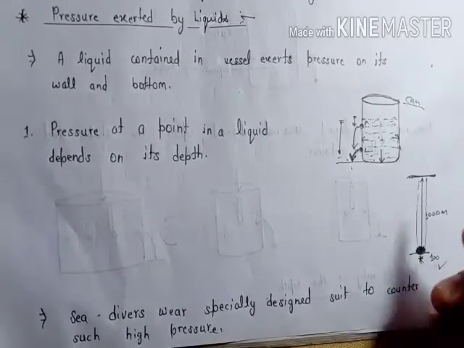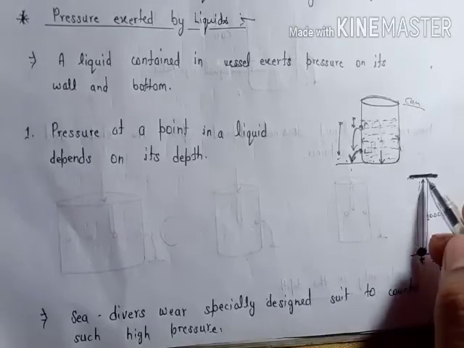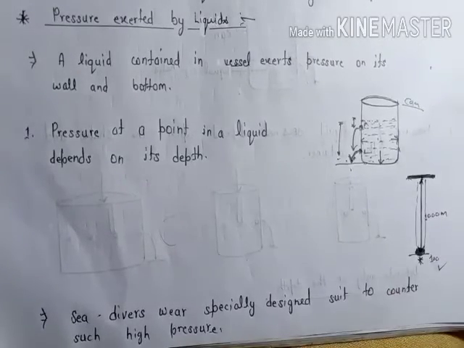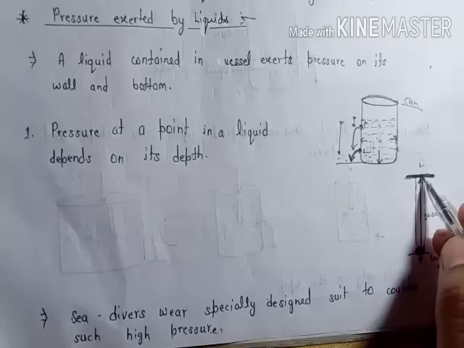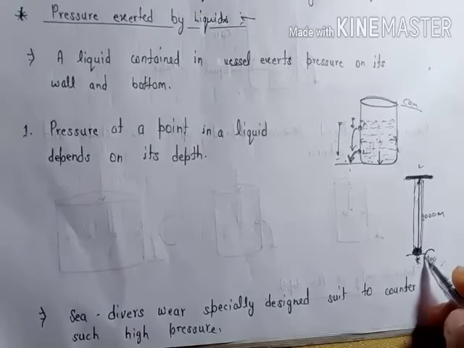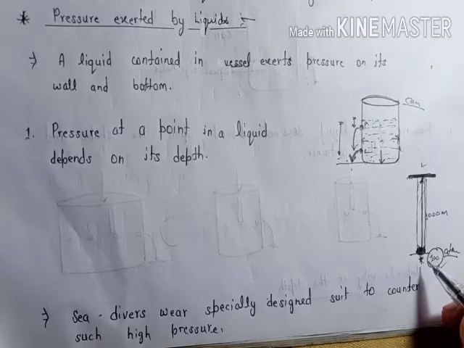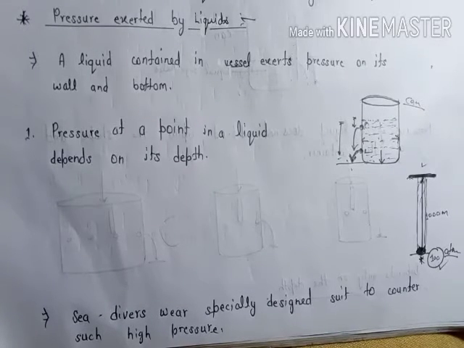If this is the sea level, the water level of the sea, and we travel down 1000 meters, meaning 1 kilometer, atmospheric pressure is up to here, but now the pressure of this water column is also added, and this time the overall pressure is 100 atm, 100 atmospheric pressure. This is just because of this water column and this air column. So sea divers wear specially designed suits to counter such higher pressure because our body is not suitable to bear this pressure.